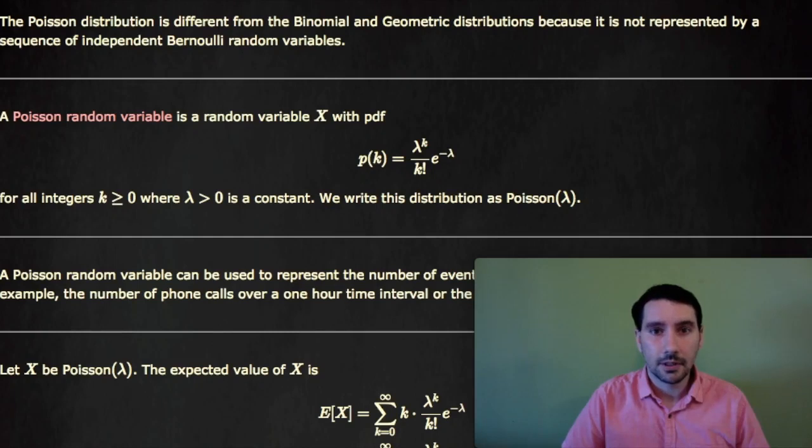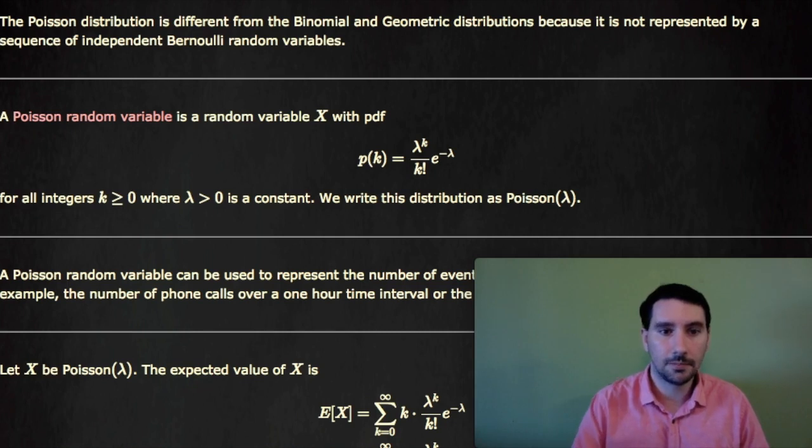In this lesson, we're going to talk about the Poisson distribution, not the "poisson" that's like how you would say fish in French. It's separated from the binomial and geometric lesson because it's not related to a sequence of independent Bernoulli random variables.